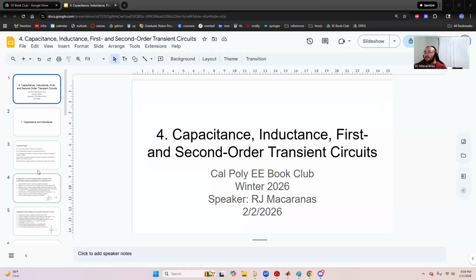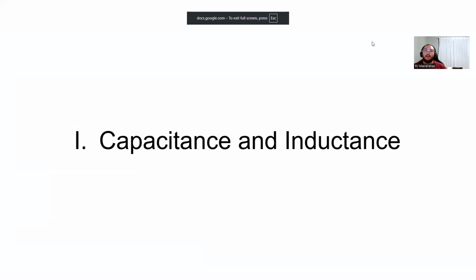And so I'd mentioned this in the beginning of the Zoom session, but for this chapter on first and second order transient circuits, I'm not so much going to present slides, but we're probably just going to walk through examples in the book and talk about things because it does get a little bit more involved. I didn't have much time to put together slides, honestly, but let's go ahead and get started here.